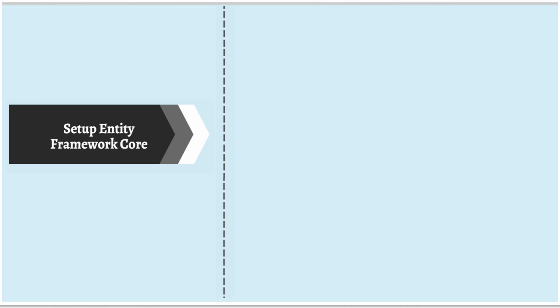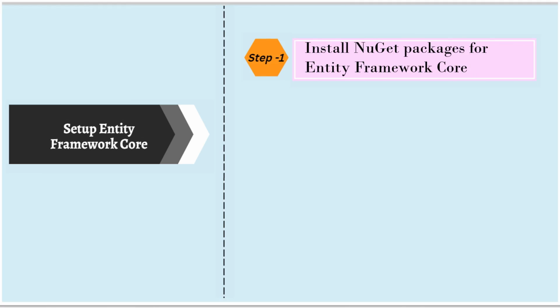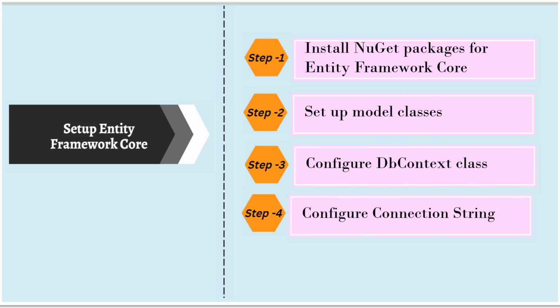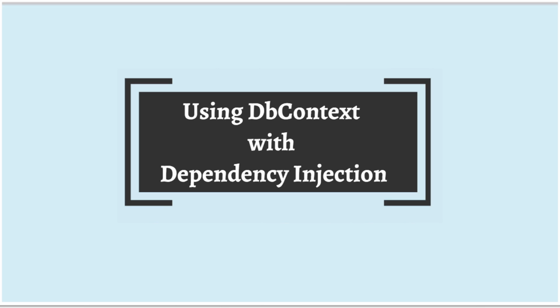Hi, this is Sahana. As part of setting up Entity Framework Core, we have done a few things in our past sessions. We have installed NuGet packages, then we have set up the model classes, then we have configured the DbContext class, then we have configured the connection string. In today's session, we are going to learn how to use DbContext with dependency injection.